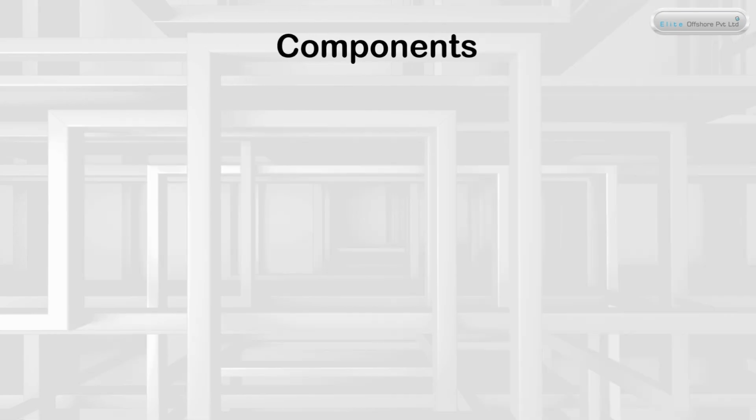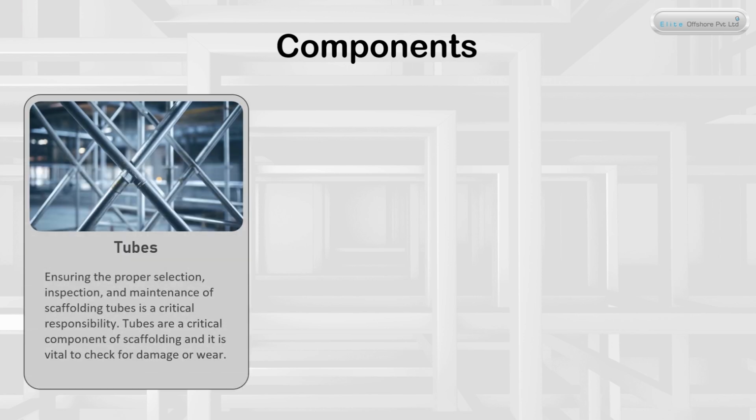Components. Tubes. Ensuring the proper selection, inspection, and maintenance of scaffolding tubes is a critical responsibility. Tubes are a critical component of scaffolding and it is vital to check for damage or wear.